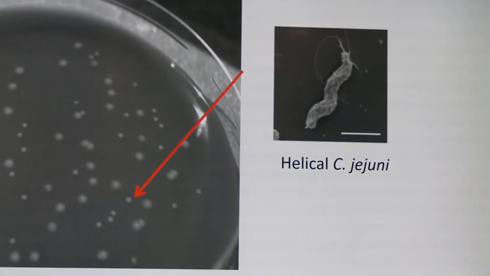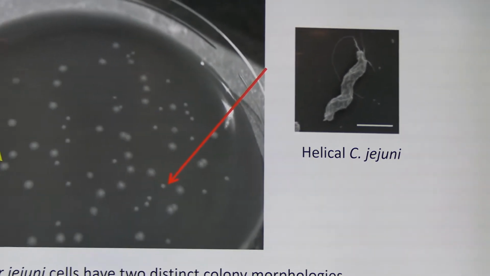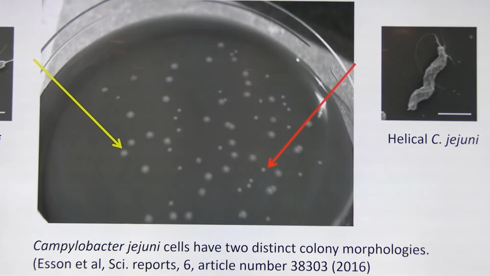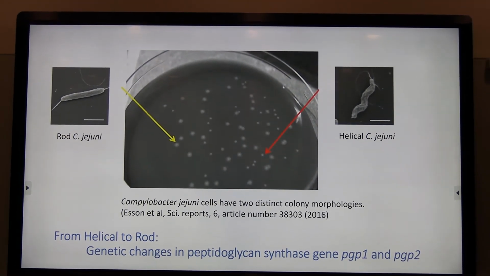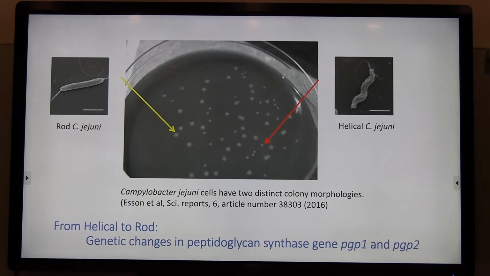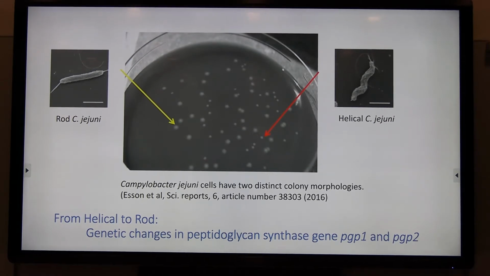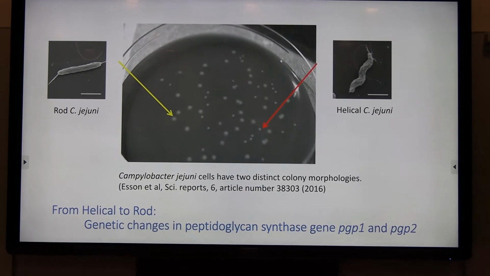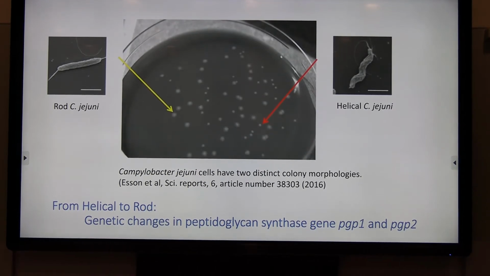The genome sequencing and the comparison between the two different subgroups of jejuni found that the genetic changes in these peptidoglycan synthesis genes, PGP1 and PGP2, lead to this shape change from helical cells to rod-shaped cells.